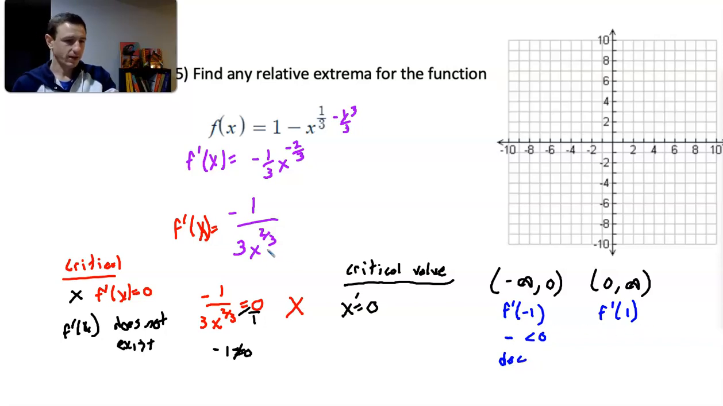Same thing happens over here. Positive 1, don't really care what that is. It's going to be positive. 3 times a positive is positive. Negative over a positive is also a negative. So that's also going to be decreasing. All right, so that's interesting.